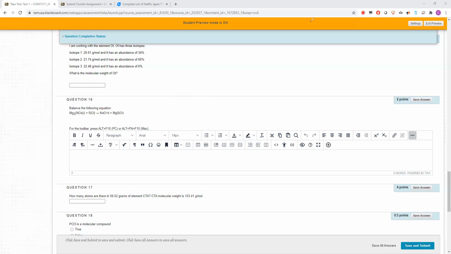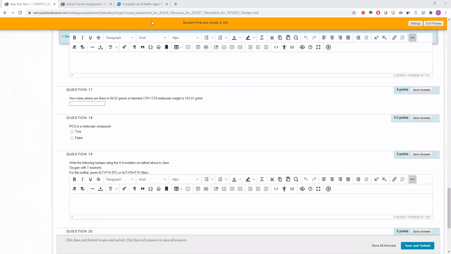All right. So number 17. How many atoms are there in 56.02 grams of PCl3 if it weighs 103.41? All right. So remember, we go from atoms to moles and go to grams. That's the types of conversions we can do. So I start in grams, I need to go to atoms, so I need to go to moles.